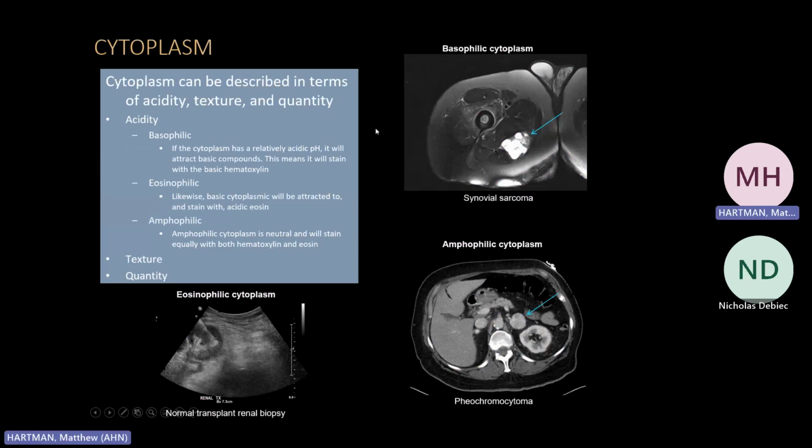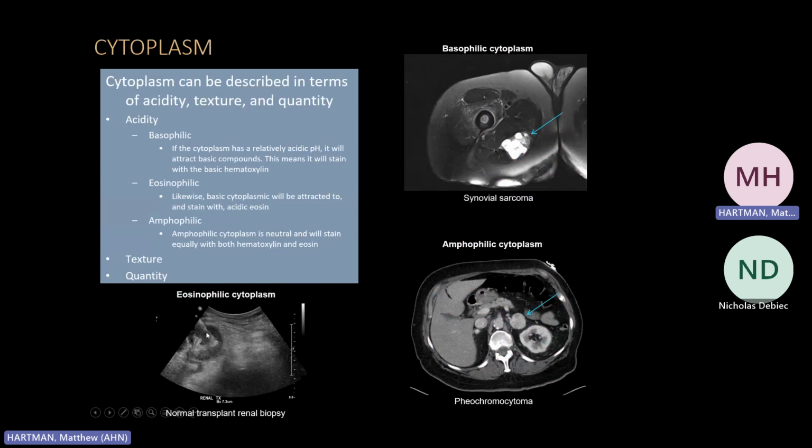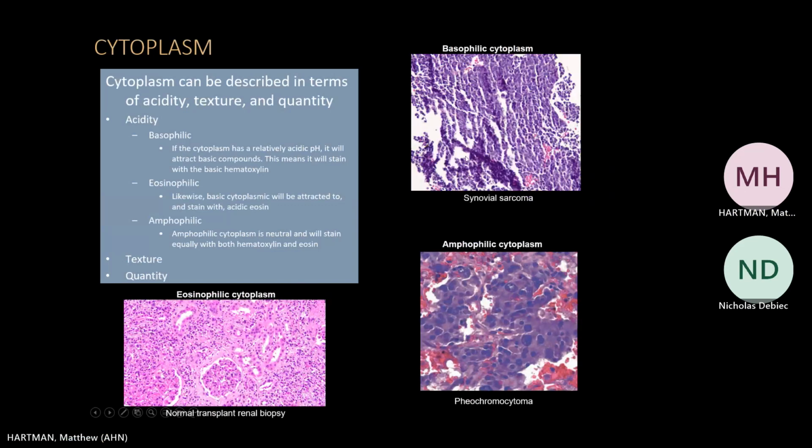The cytoplasm. So we talked about the nuclei and the cytoplasm. Again, here's a nice example going between the pathologic lesion and what it looks like under the microscope, and we'll see different cytoplasm. Eosinophilic here, this was from the normal renal transplant. The basophilic, more purpley, and then the amphiphilic.